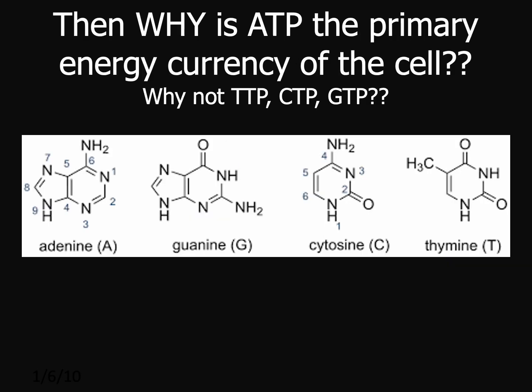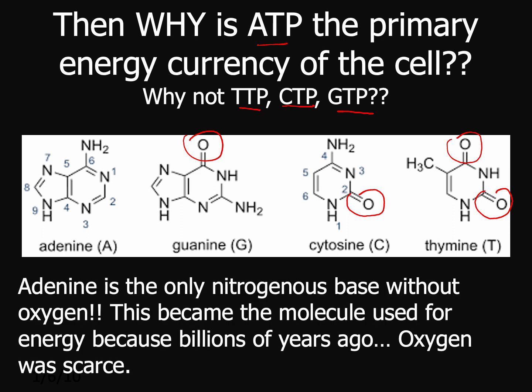So now I hope you're wondering, why is ATP the primary energy currency of the cell? Why not TTP with thymine, CTP with cytosine, GTP with guanine? And for that, I want you to look at the structure of each of these nitrogenous bases. Guanine, we have oxygen present. Cytosine, we have oxygen present. Thymine, we have oxygen present. There's no oxygen present in adenine. So adenine is the only nitrogenous base without oxygen.